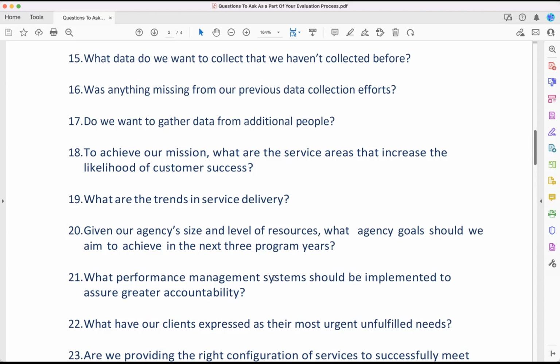For number 18, the question is, to achieve our mission, what are the service areas that increase the likelihood of customer success? So this is a pretty high level question in terms of, if our mission is to, let's say, take people out of poverty, what services are tried and true? And it doesn't even have to be something that you're looking at exclusively for your organization, but even just a best practice. What services do we know will help to lift people out of poverty?